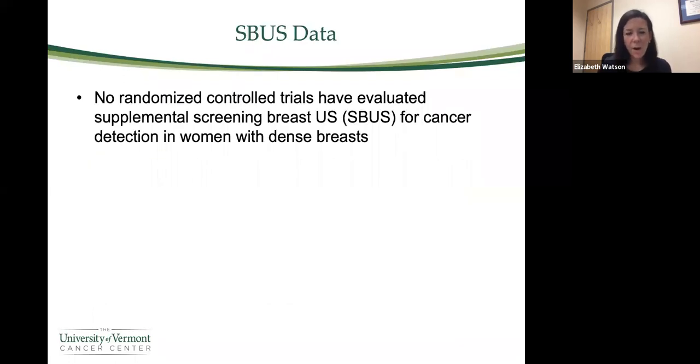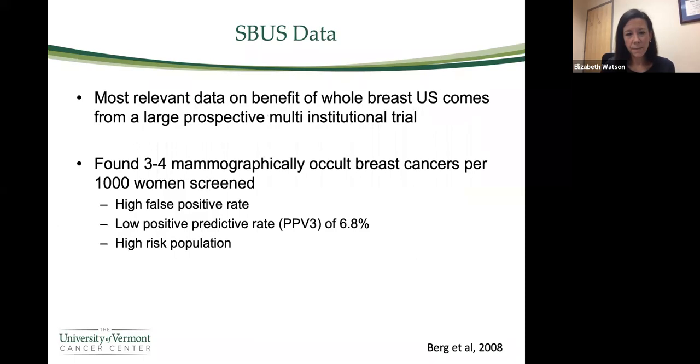However, in the medical world, we look to randomized controlled trials in order to really tell us what appropriate therapies there are out there. And we don't have any yet to support the use of supplemental screening breast ultrasound for cancer detection in women with dense breasts at this point. But what we do have is what's called a large prospective multi-institutional trial. This was a trial that was completed in 2008, so it's been a little bit of time since it happened.